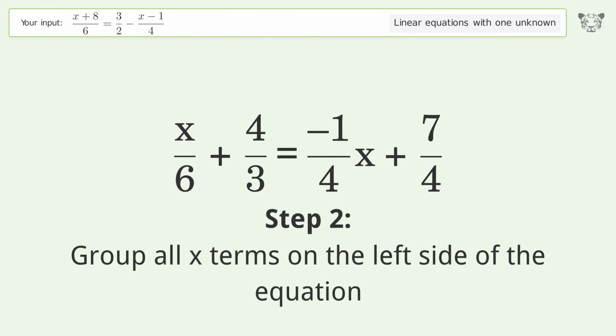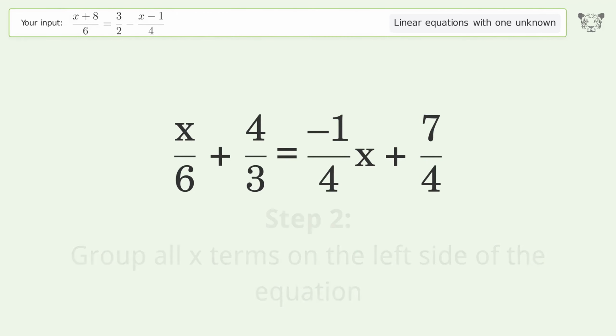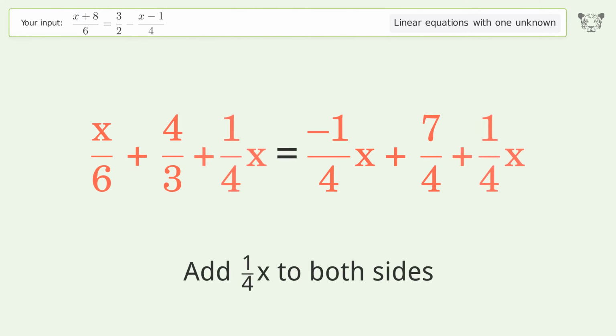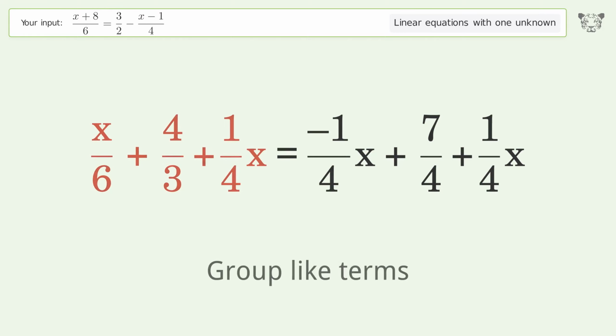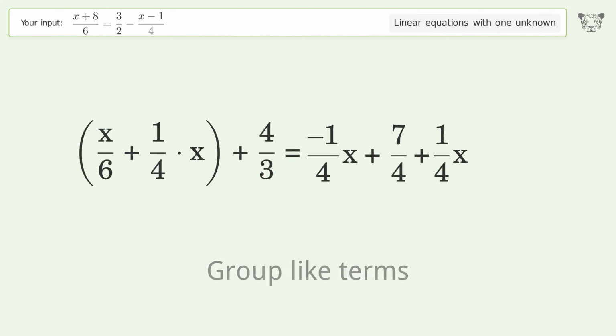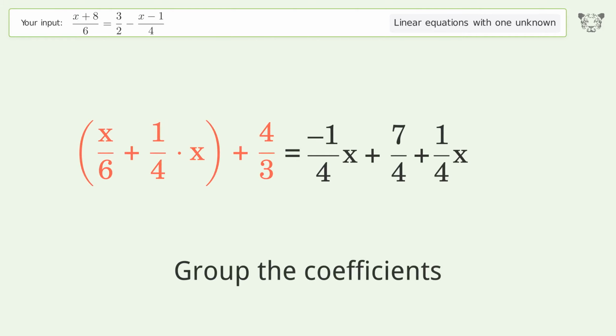Group all x terms on the left side of the equation. Add 1 over 4x to both sides. Group like terms. Group the coefficients.